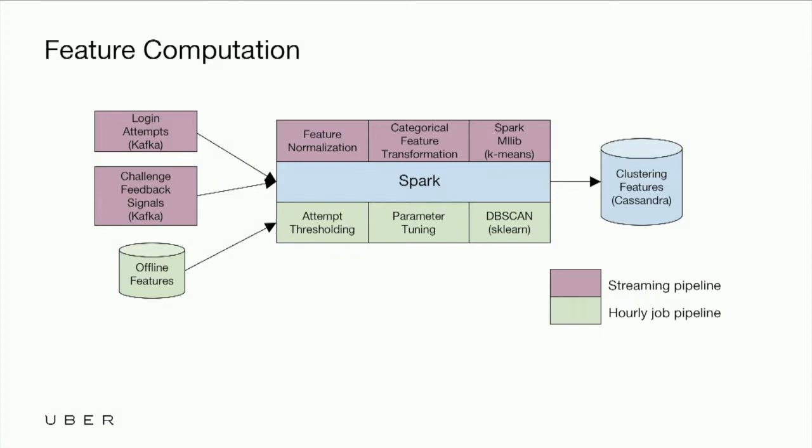Cassandra brings us a nice benefit. It's a good key value store that we have at Uber. It scales pretty well, to hundreds of thousands of QPS. And at runtime, we're just doing a simple readout of that.